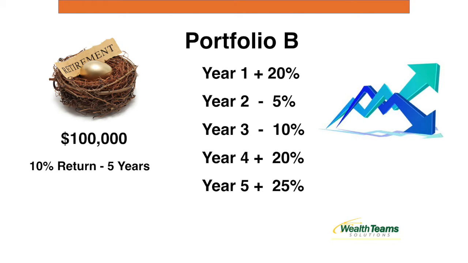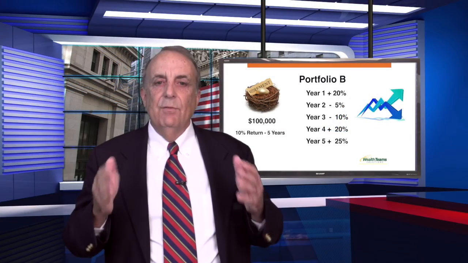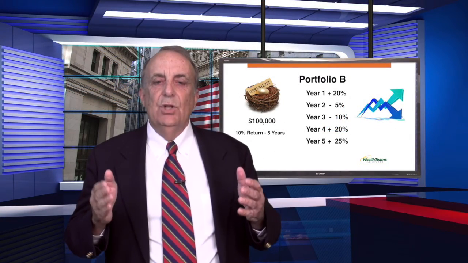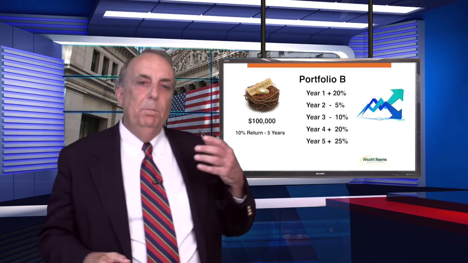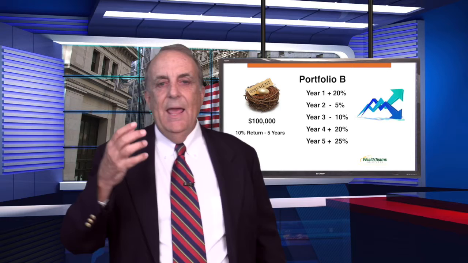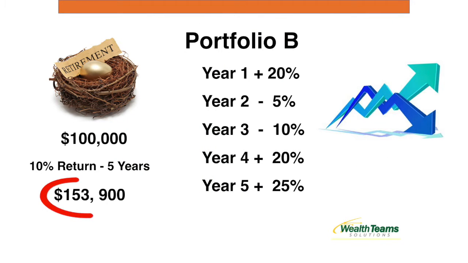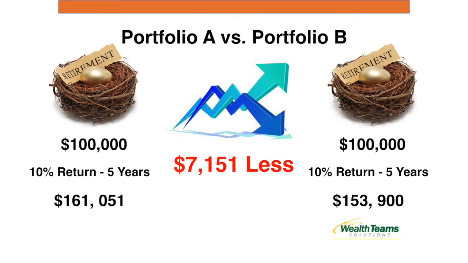So both portfolios, A and B, achieved an annualized, average return of 10%. So you would expect that they'd be the same. But remember, B had volatility, A had no volatility. And so your $100,000 invested in portfolio B is now only worth $153,900, $7,151 less than portfolio A.